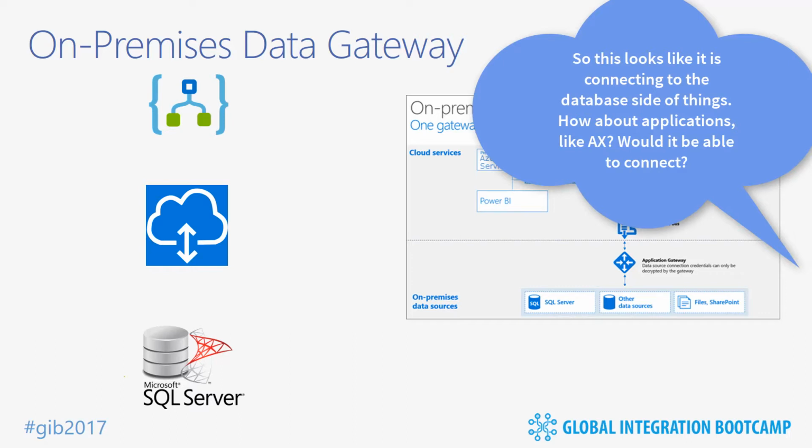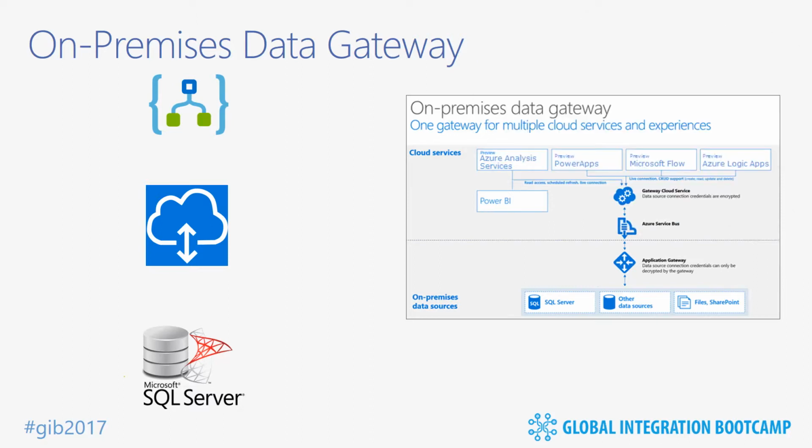Yes, because you would use the specific Logic App connector for that particular application, whether it's AX or SAP. There will be a connector that knows how to traverse the protocols for that particular system. And the OnPremises Gateway simply gives it the tunnel to reach it from Azure.